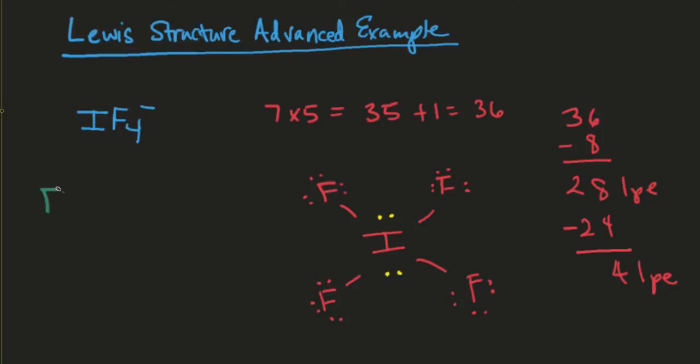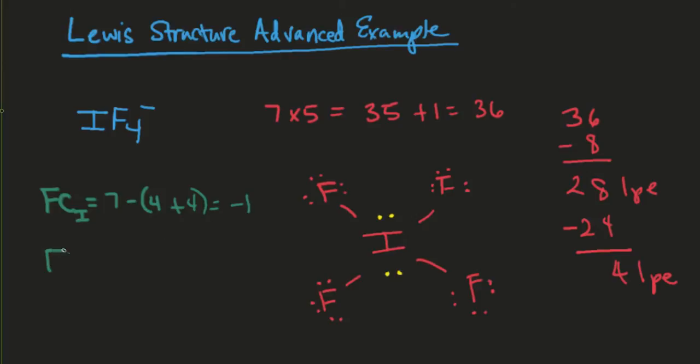Let's see, the formal charge for iodine. Let's start out with that one. Its valence is 7 minus the 4 bonds, 1, 2, 3, 4, plus the 4 lone pair electrons. 7 minus 8 is -1.